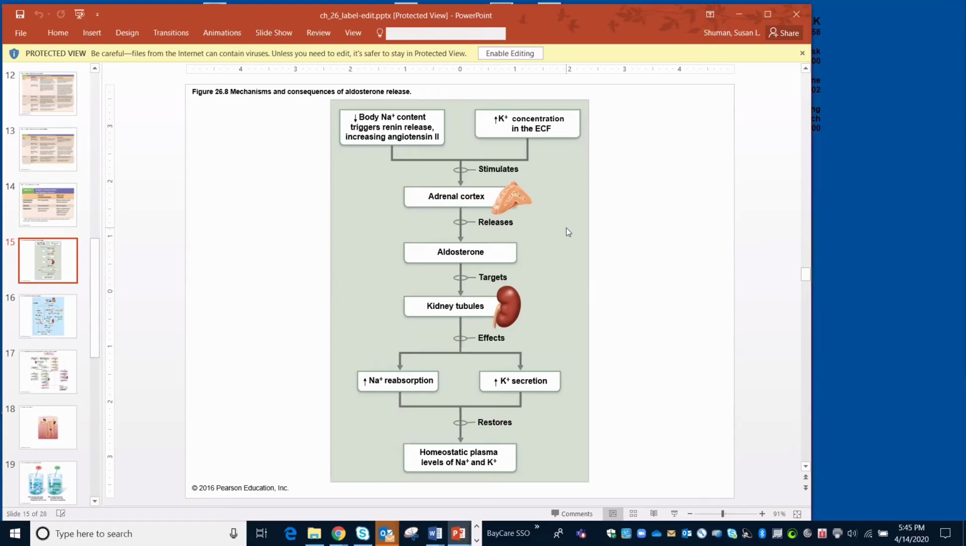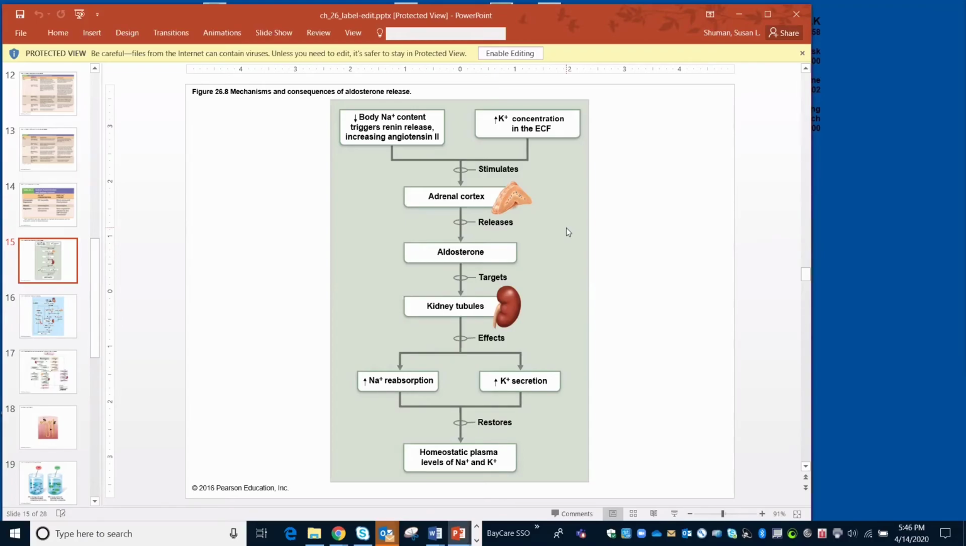So remember, when my blood volume drops, or my blood sodium content drops, or my blood pressure drops, or my potassium concentration goes up in the extracellular fluid, that's going to trigger that whole renin-angiotensin-aldosterone system. We are going to release aldosterone. We are going to tell the kidneys to suck in sodium. Do you remember which part of the nephron we tell to reabsorb sodium? Nope, not the tubules. Distal convoluted tubules, okay, and a little bit the collecting duct.